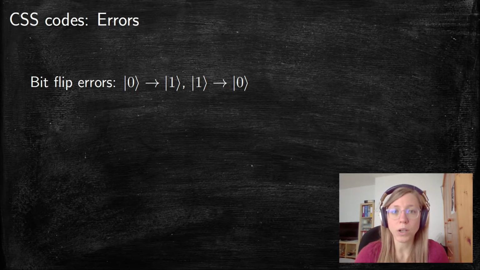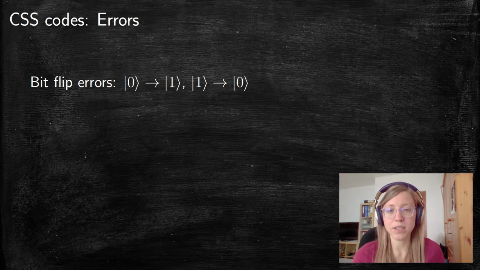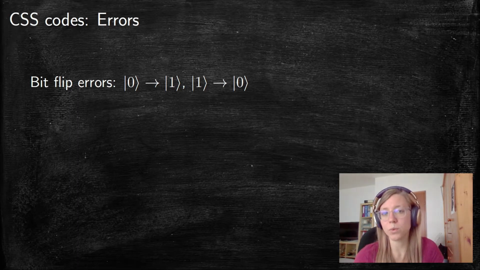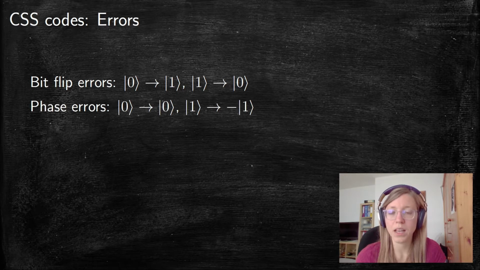Therefore, we want to correct quantum errors. What kind of errors can occur when we deal with qubits? Of course, we can have bit flip errors. This is similar to the classical case. A bit flip error maps the vector 0 to the vector 1 and the vector 1 to the vector 0. We can also have phase errors. Here, the vector 0 remains unchanged, but 1 is mapped to minus 1.